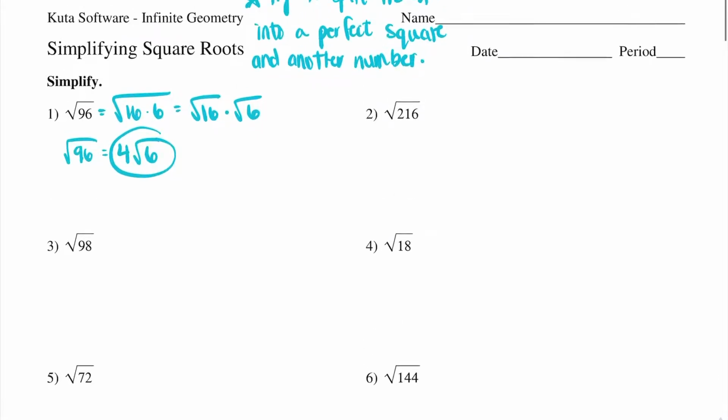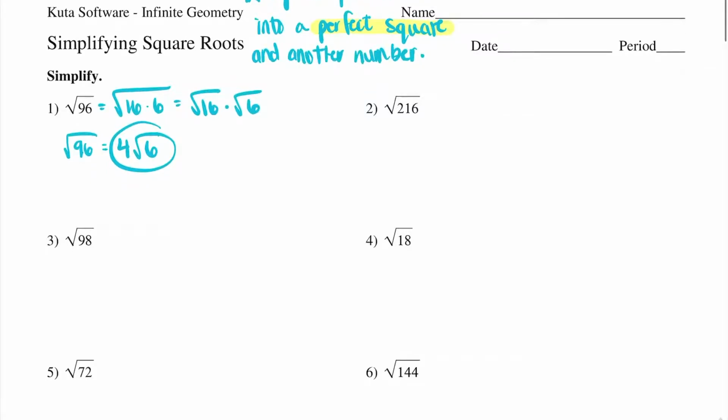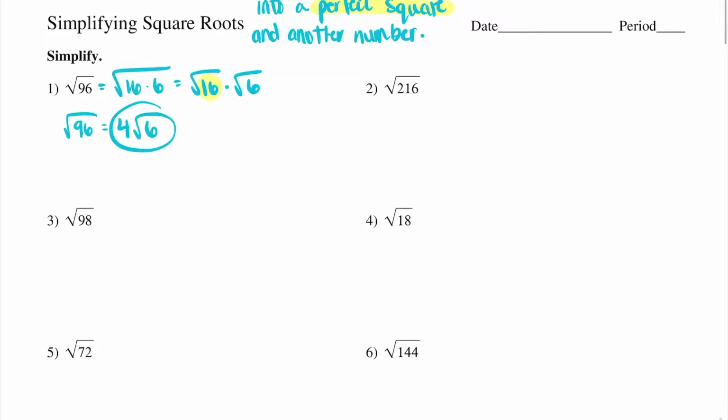All right, let's take a look at question number 2. 216. Actually, hold on. Before I move on to number 2, the idea of a perfect square, right? Take a look here. My perfect square is 16, because I can easily take the square root of a perfect square. Okay, now on to number 2. So the 216, let me see if I could divide that by, can I divide that by 16?